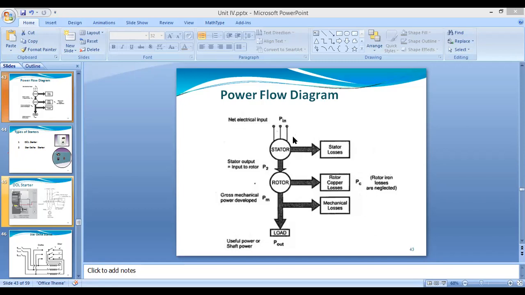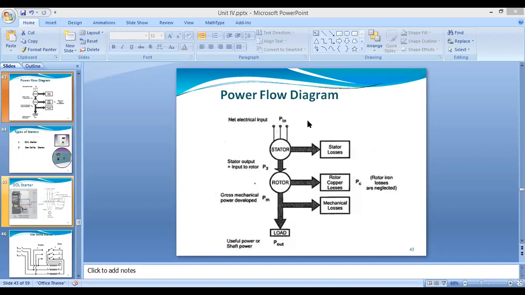Square root of 3 VL IL cos phi. Cos phi is nothing but the power factor. P in is the input electrical power which we are giving to the stator of the three-phase induction motor. VL and IL are the line voltage and line current. VL is the line voltage which we are supplying to the stator, IL is the stator current supplied to the stator of the three-phase induction motor, and cos phi is the power factor of the motor. So you will get P in equal to square root of 3 VL IL cos phi.